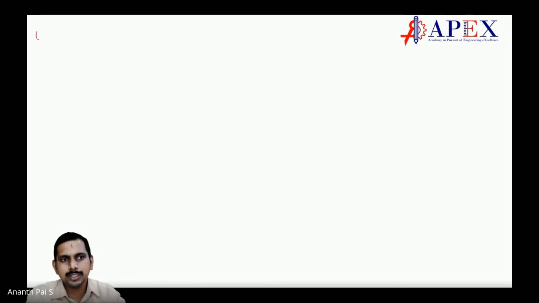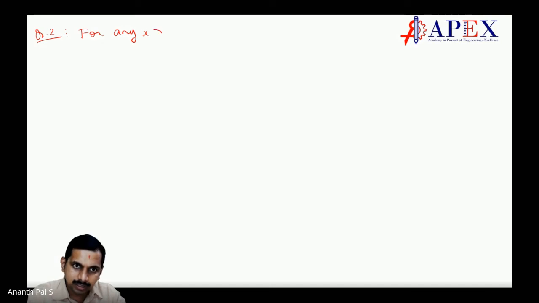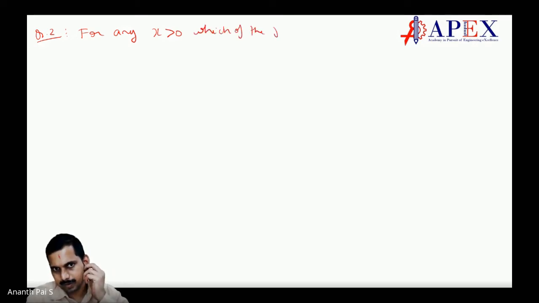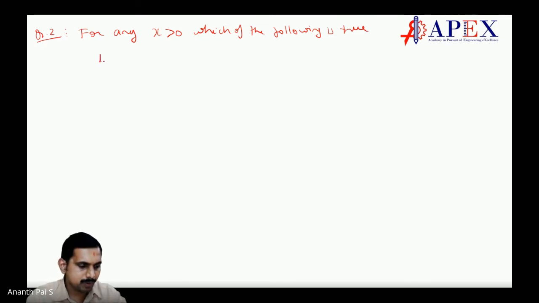For question 2, for any x greater than 0, which of the following is true? First one, tan inverse of x is greater than x divided by 1 plus x square.